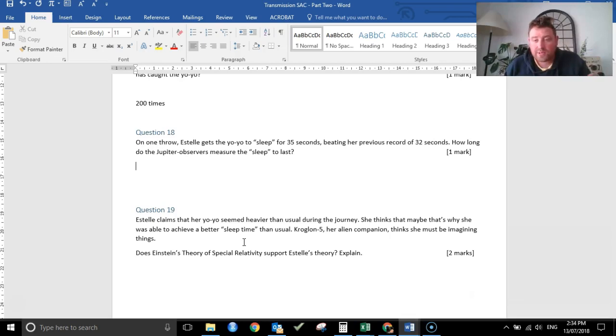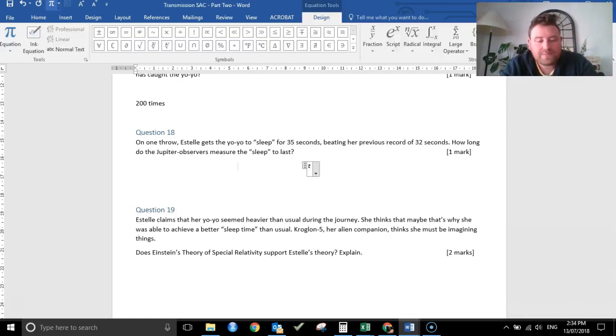Everything's happening as if it's just in a lab in a room. According to the Jupiter observers, the dropping of the yo-yo happens here, and then it hits its nadir down here, and then it comes back up to here. It's moved thousands of kilometers in that space of time. In 32 seconds, it's gone millions of kilometers, right? They're not going to have the proper observation of that time. So Estelle is T naught, that 35 seconds is T naught. The Jupiter observers are going to have a T dash.